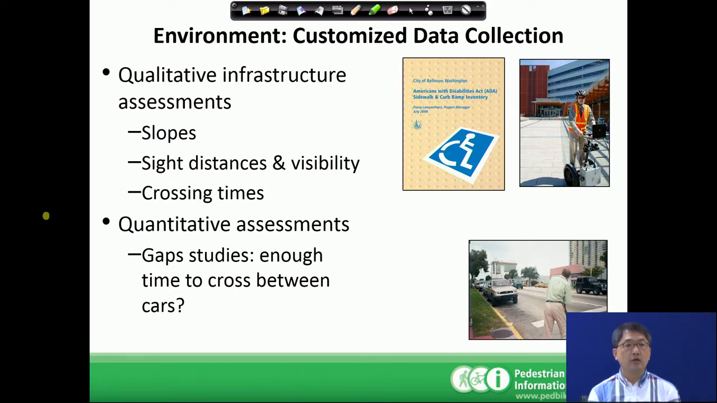Is the slope adequate for a disabled person? Do we have sight distance and visibility? How long does it take to cross? And also gaps. A key issue is that when a lot of cars are passing through, can we identify a gap that pedestrians or bicycles can use to safely cross the road? How many gaps are available is a function of the number of vehicles, heavy vehicles, and sometimes the turning percentages as well.